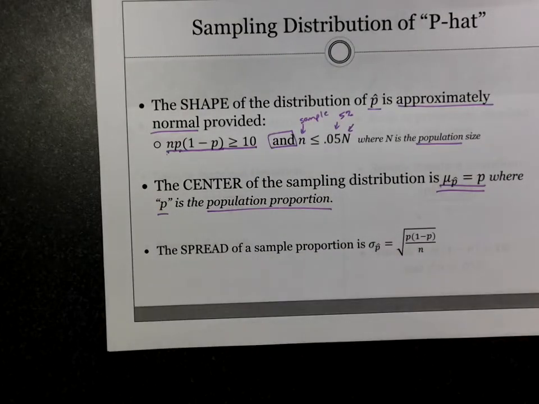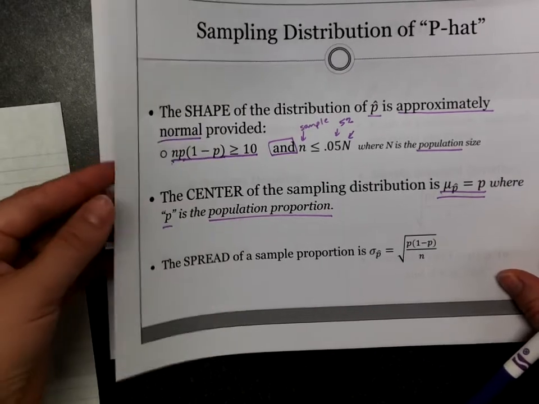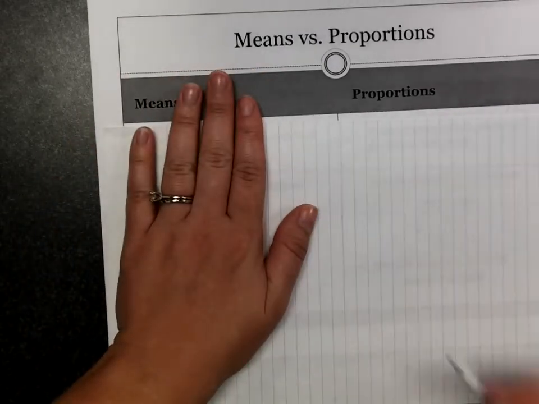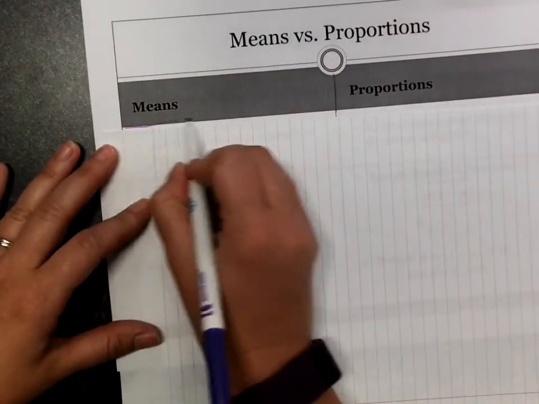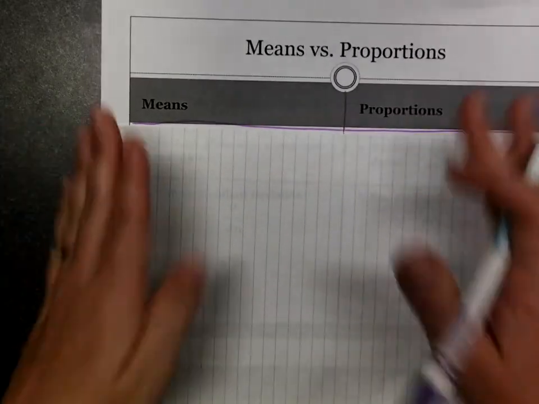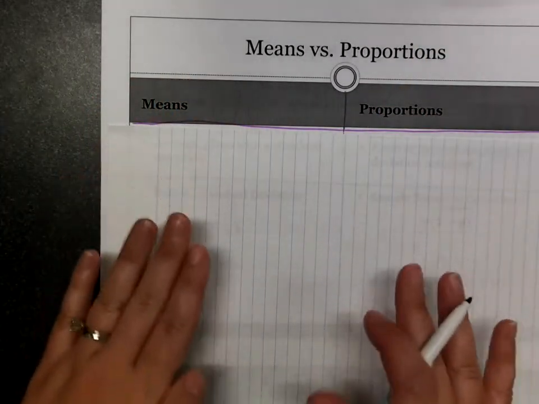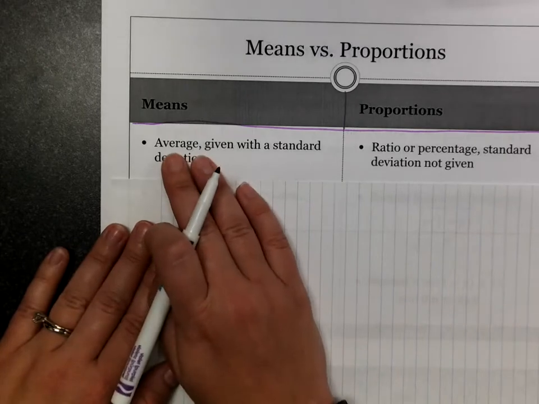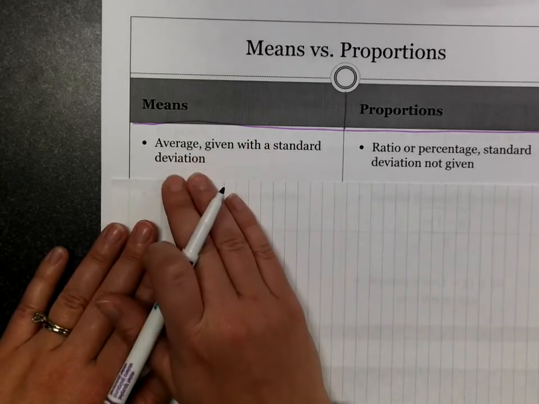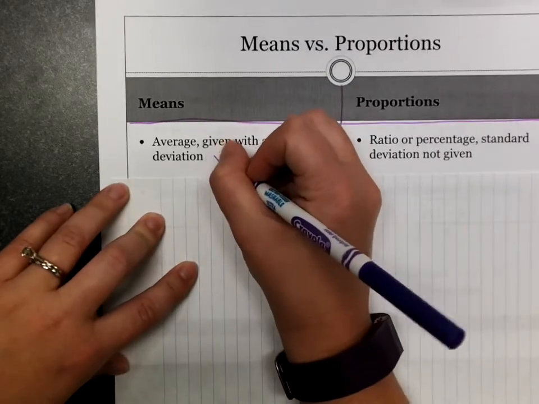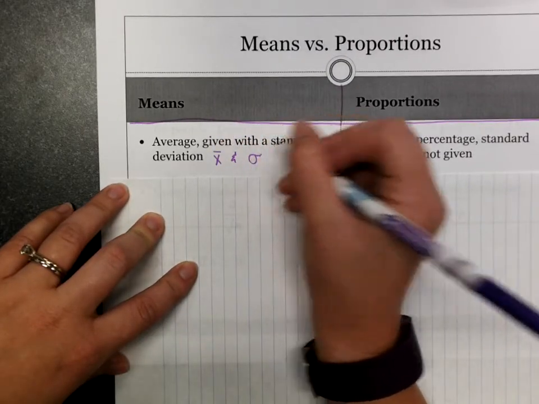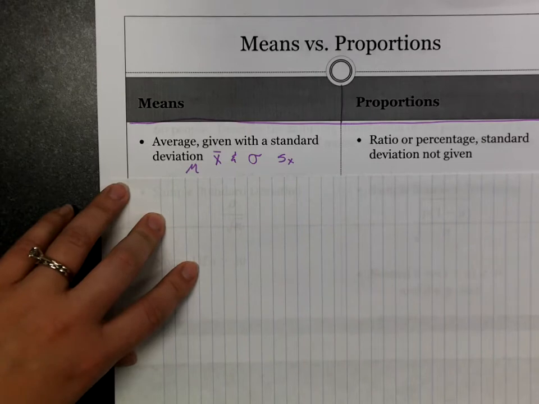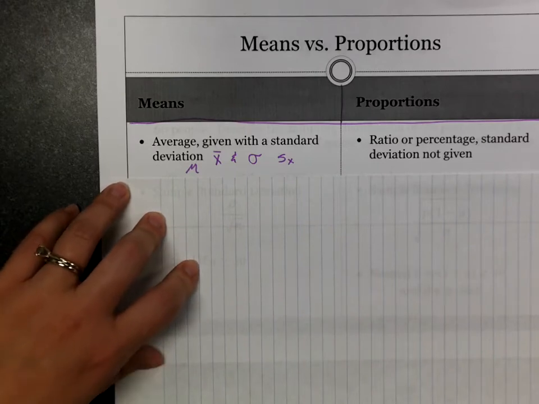So at this point you might be very confused about what's going on. So I'm going to try to clarify it with what we call a T-chart. So we have means on one side and proportions on the other. And I want to show you that they're kind of parallel to each other with similar characteristics, just calculated slightly differently. So a mean is an average, and usually the average comes with a standard deviation. So if you have x bar and sigma, or x bar and s of x, or mu and sigma, you're always going to have a standard deviation that goes with a mean.